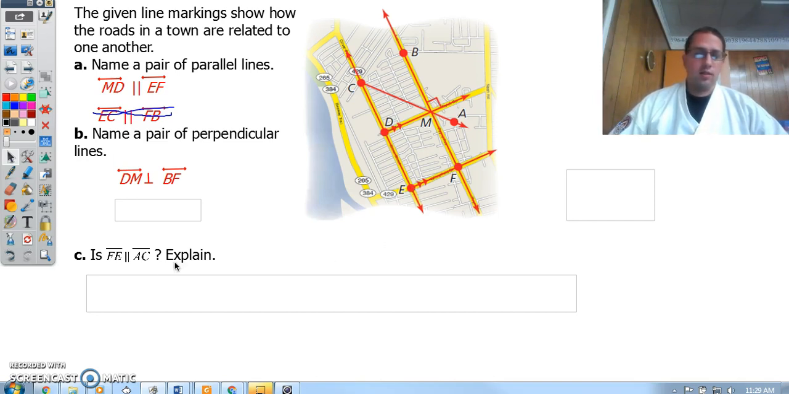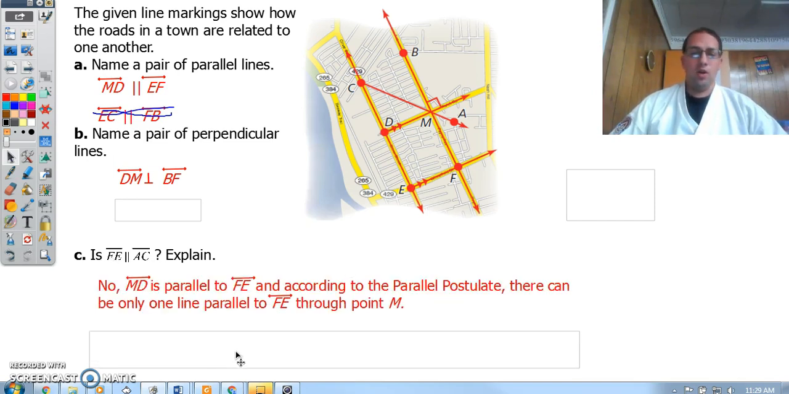And is FE parallel to AC? No. We have already said that FE is parallel to DM, and there can only be one line through point M parallel to line FE, and it's DM, not AC.